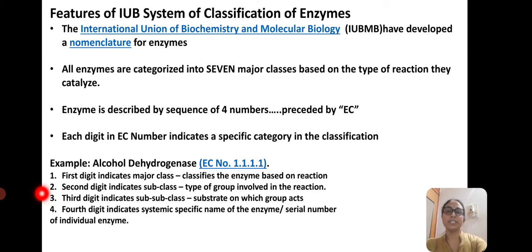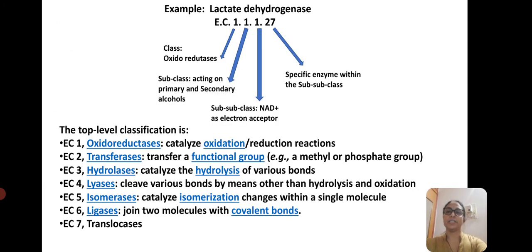Then the fourth digit indicates the systematic specific name of the enzyme and also the serial number of the individual enzyme. There are so many enzymes, no? In that they have given a specific name according to which a serial number has been assigned for each enzyme in the IUPMB classification. Let's see how these 4 digits work.